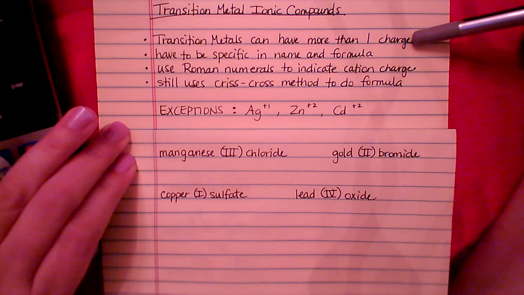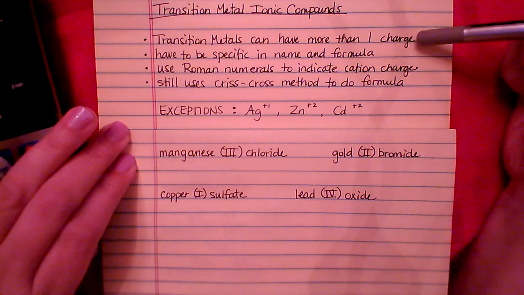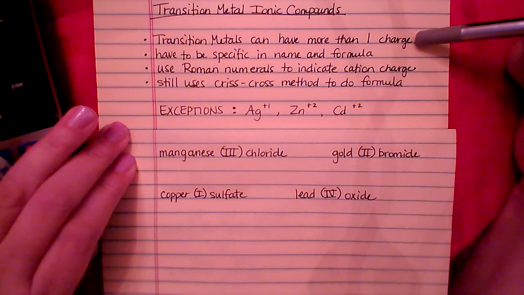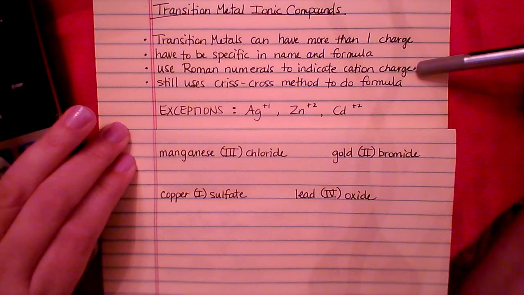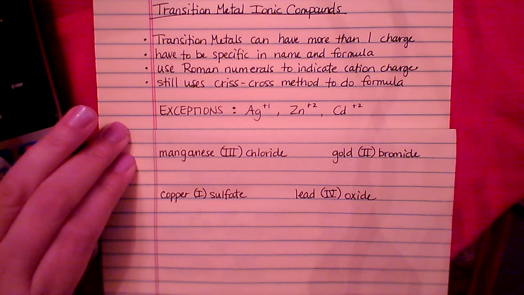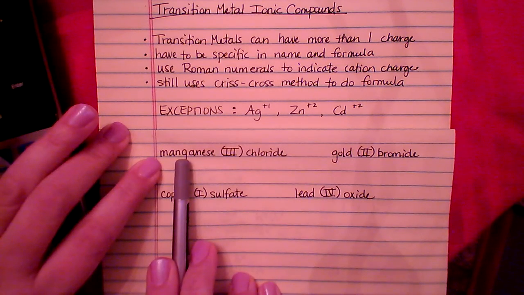So we're talking tin, lead, and then the D block elements. But they can change their charge because of their electron arrangement. So we have to be specific in the name and the formula according to which cation we are referring to. So in order to do that, we have to use a Roman numeral to indicate the charge on the cation when we're naming the compound. Or if we're given the name, in that name, the Roman numeral then refers to the charge on the cation.